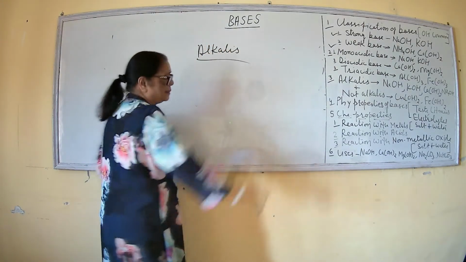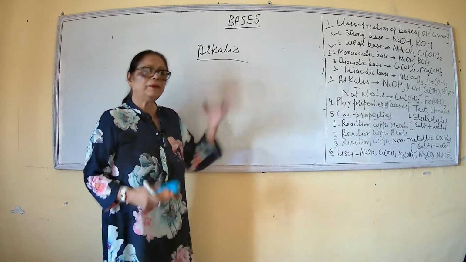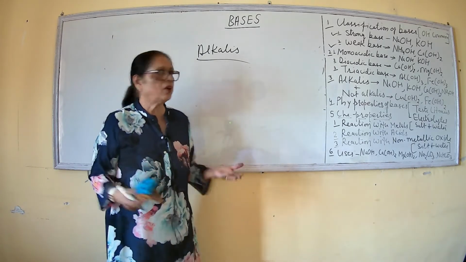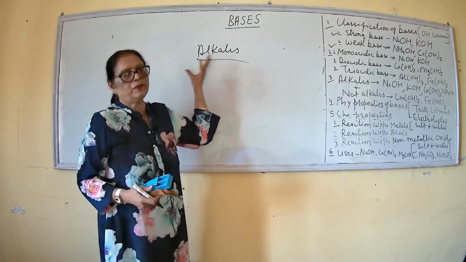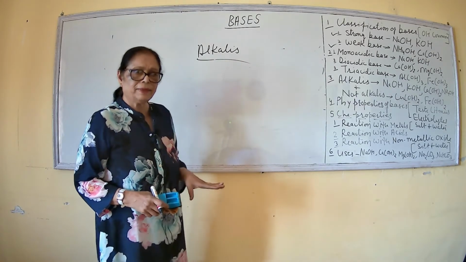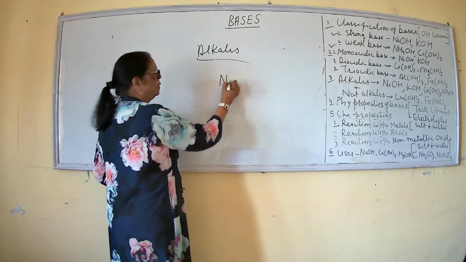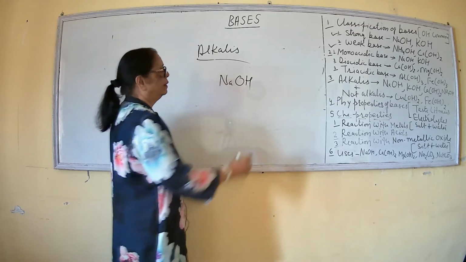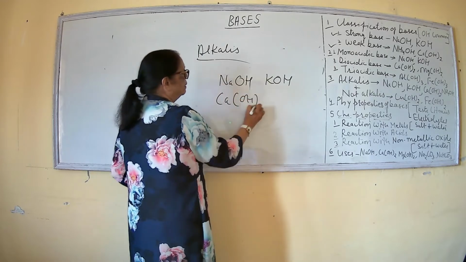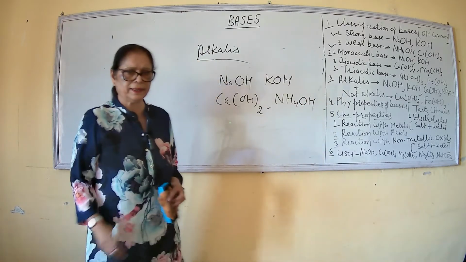Alkalis. What are alkalis? This word we are going to use again and again in this chapter. Whenever you study any chapter of chemistry, these words acid, bases, salts and alkalis, this word is also frequently used. So I will tell you what is the meaning of alkalis. There are some bases like sodium hydroxide, potassium hydroxide, calcium hydroxide, ammonium hydroxide. These are some of the bases.